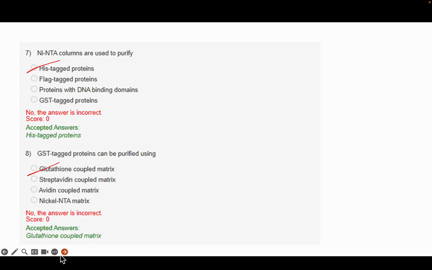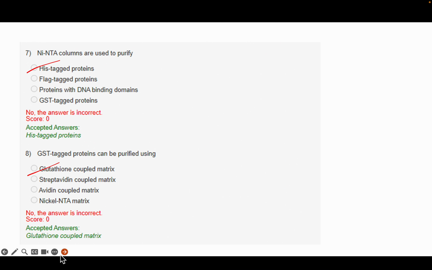Which is not used in elution in affinity chromatography? So in affinity chromatography, generally what you do is elute with a substance which has more affinity towards the Ni-NTA than your protein. So you use that. You don't make that much change in salt concentration to elute. So the answer will be change in salt concentration. You don't do that. So the GST-glutathione interaction is an example of bioaffinity in chromatography.